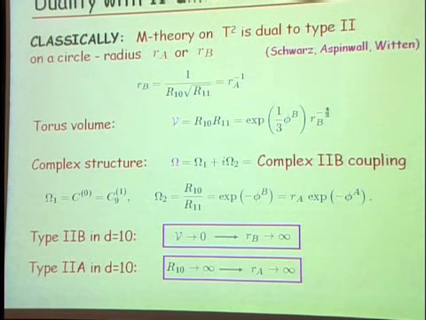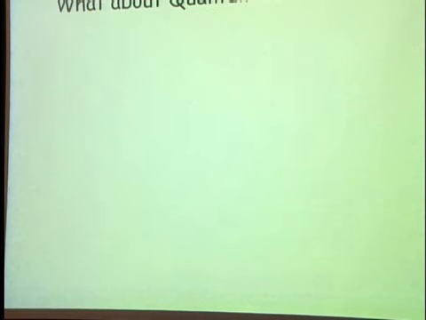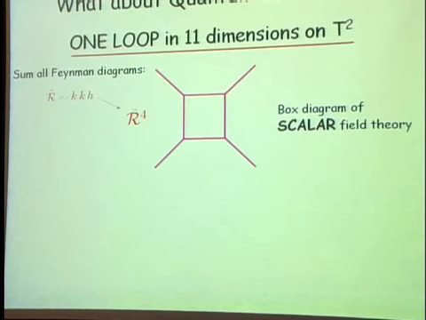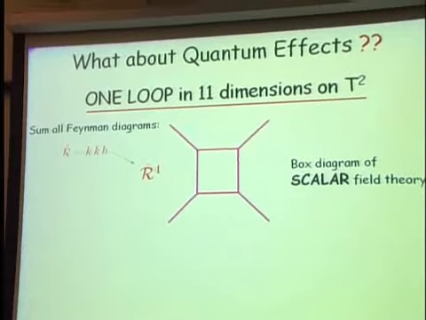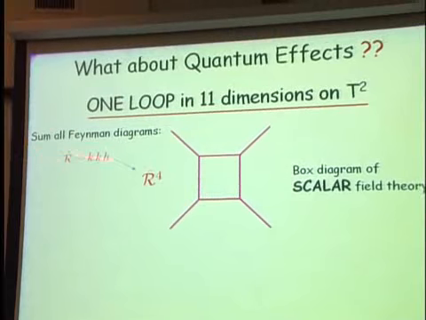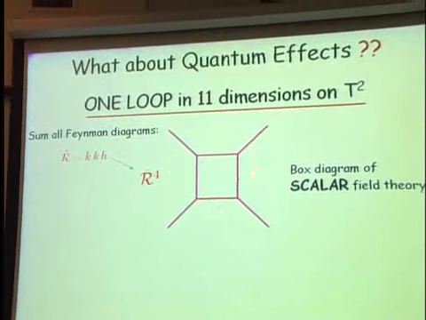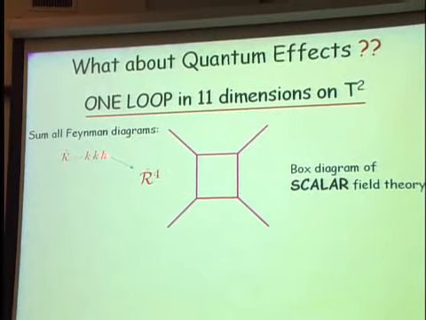Now, let's look at Feynman diagrams in 11 dimensions on this 2-torus. The simplest non-trivial case is the one-loop Feynman diagram, and as has been known for many, many years, if you add the Feynman diagrams of N equals 1 supergravity together, they have a remarkably simple structure. The R to the fourth term factors out, and you're left with a scalar field theory box diagram.